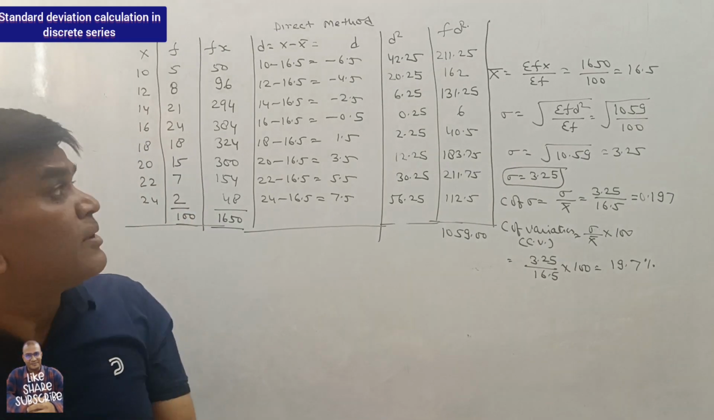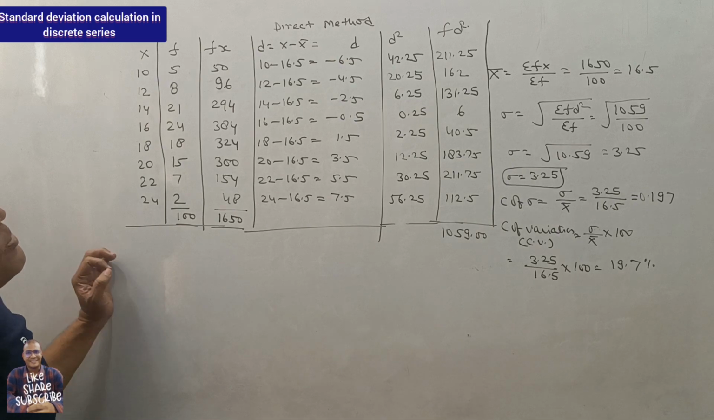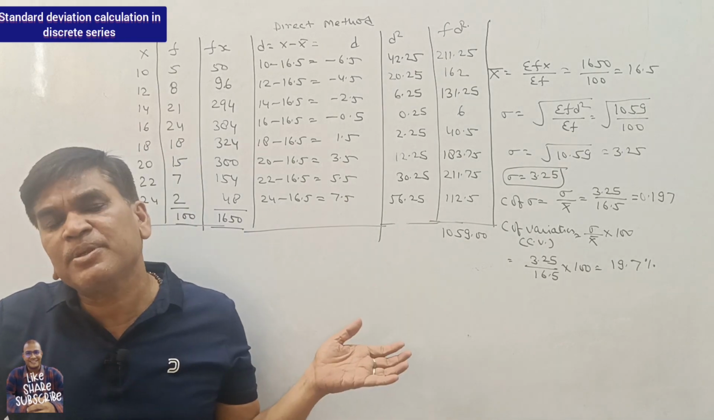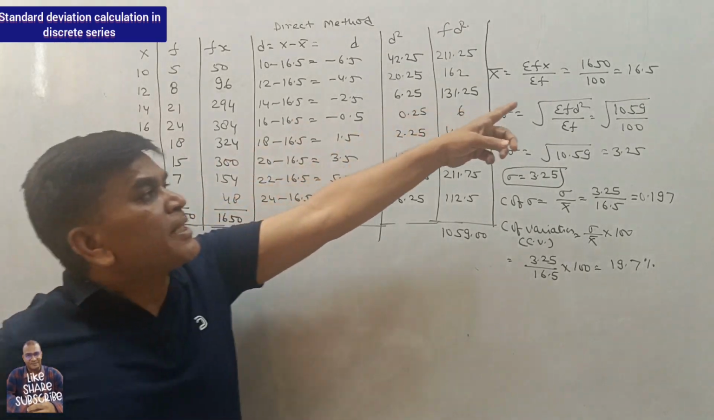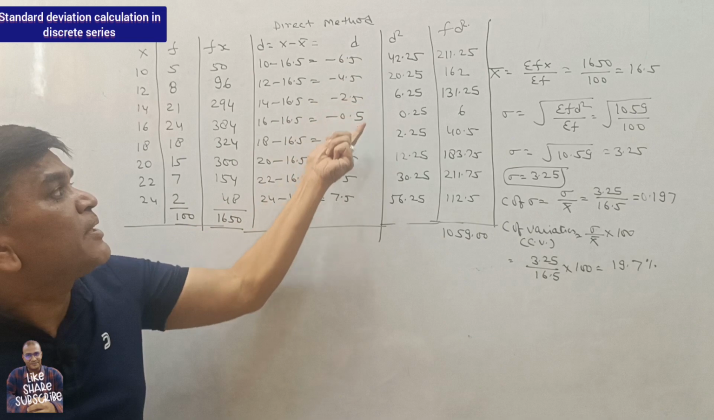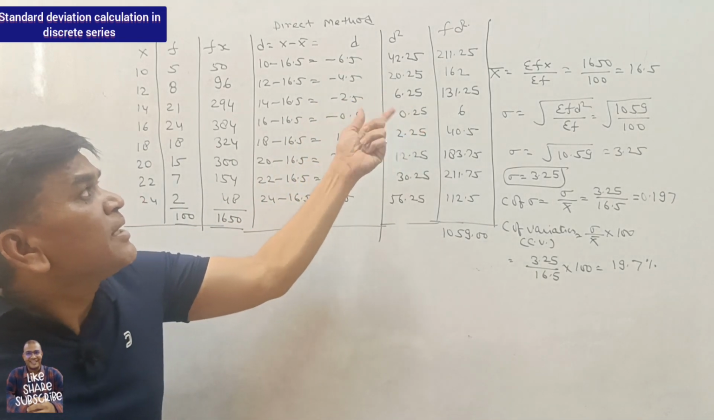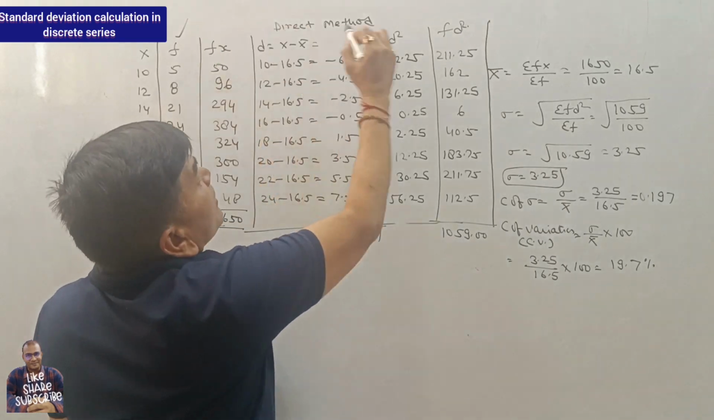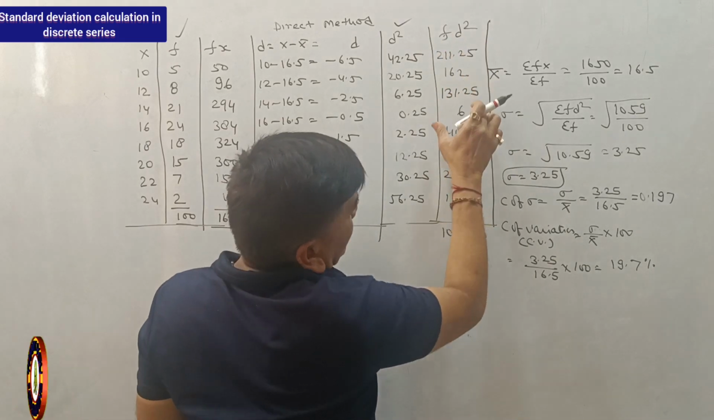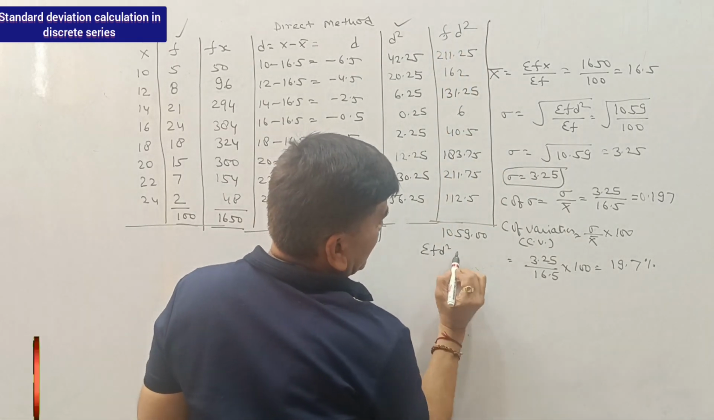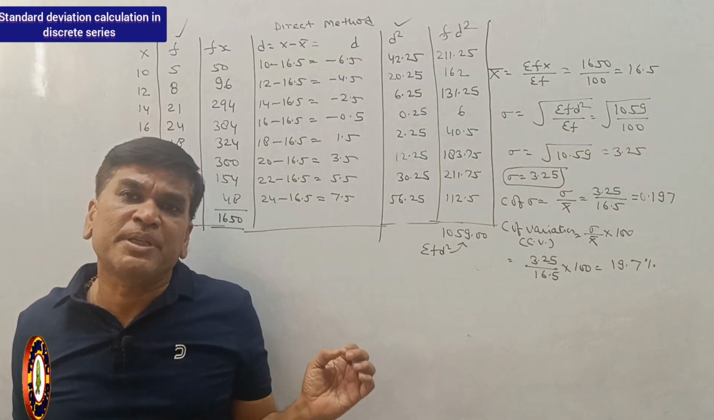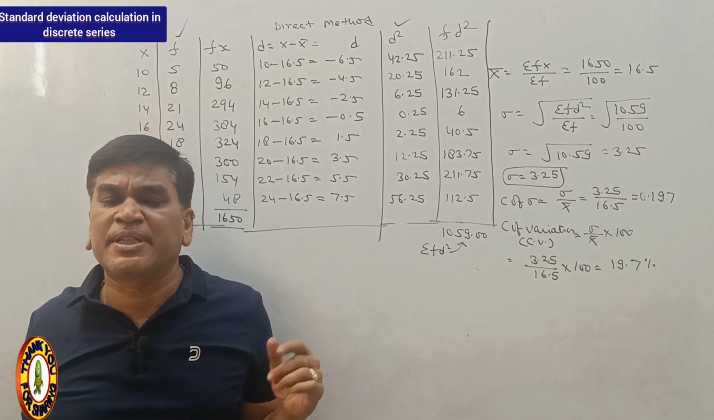So in this question, with the direct method, we have seen how to calculate standard deviation. It is very easy. First we calculated the arithmetic mean, then took deviations from the real arithmetic mean. We squared these deviations, multiplied by f to get f d square, and added to get sigma f d square. Then using the formula, we calculated the standard deviation. It's very easy with the direct method.